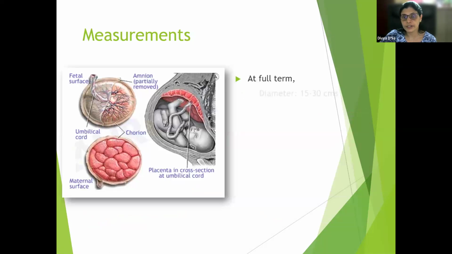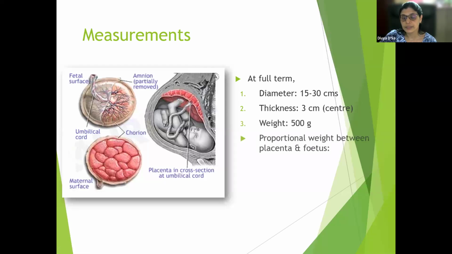And at full term, the placenta will measure about 15 to 30 centimeters in length. Thickness in the central part will be about 3 centimeters. It weighs about 50 grams. And the proportion of weight between the placenta and the fetus: in the first month, the placenta weighs more compared to the fetus. It is 6:1. In the fourth month, both will be equal, placenta as well as the fetus will be the same, 1:1. And at birth, it will be reversed, 1:7.